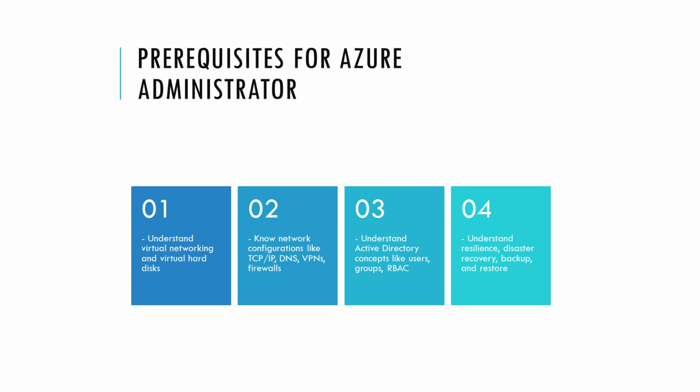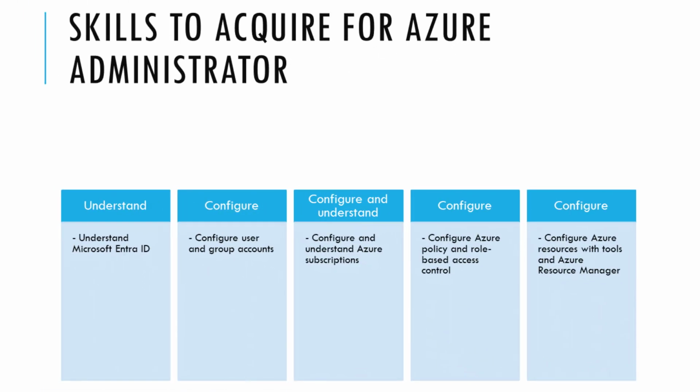So, to successfully become an Azure administrator, you'll need to acquire the following skills and learn the following modules. Understand Microsoft Entra ID. Configure user and group accounts. Configure and understand subscriptions in Azure. Configure Azure Policy and role-based access control. Configure Azure resources with tools and use Azure Resource Manager.